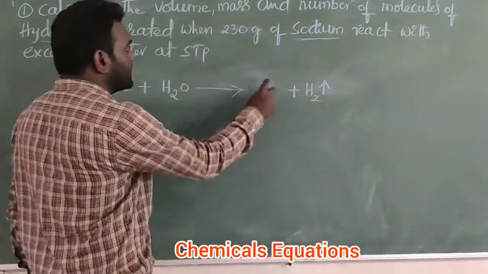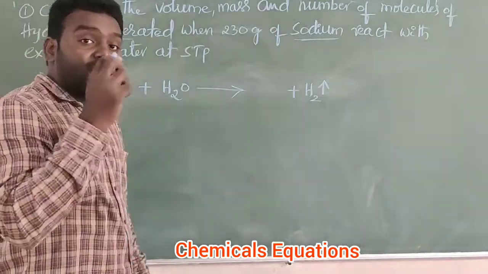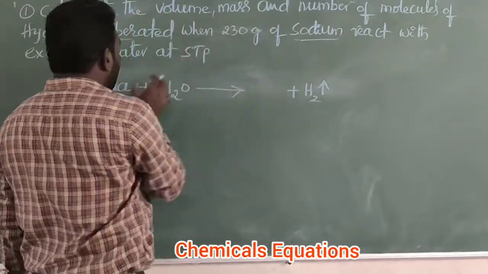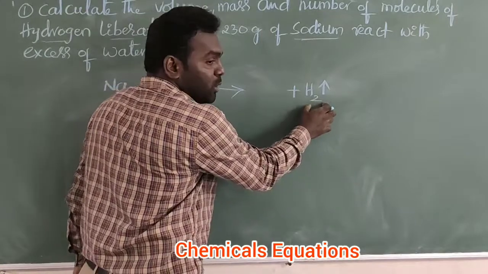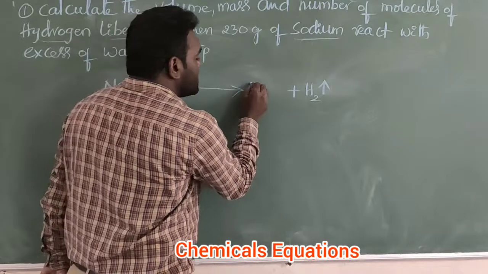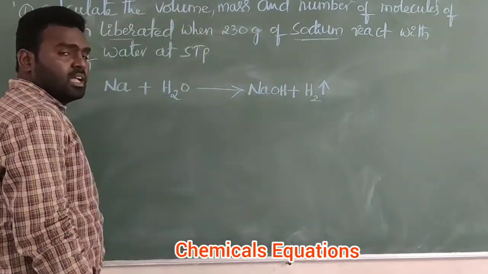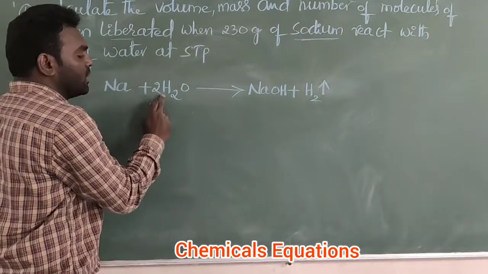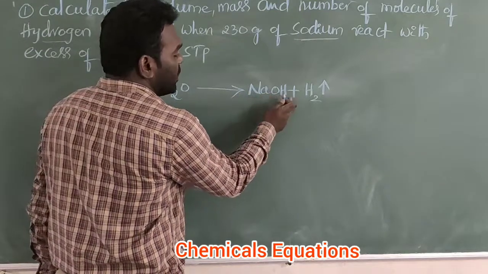See here what I am saying: based on the word equation, I will frame a chemical equation, a symbolical representation. Here they mentioned sodium, and this sodium reacts with excess of water. Then hydrogen gas will compulsorily be produced. And the remaining substance is NaOH. Since the question says excess of water, here you will take 2 moles of water, giving NaOH and H2.